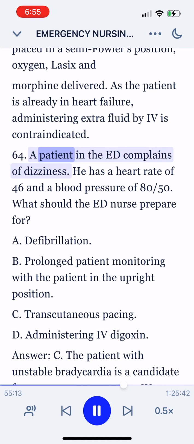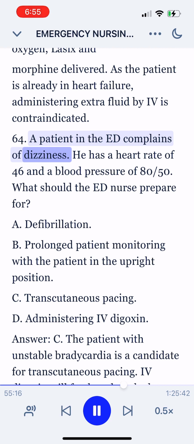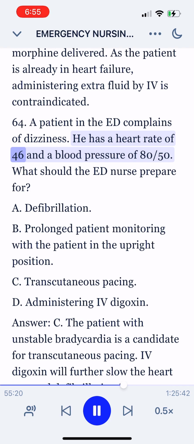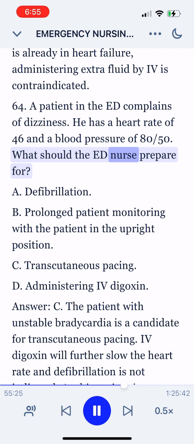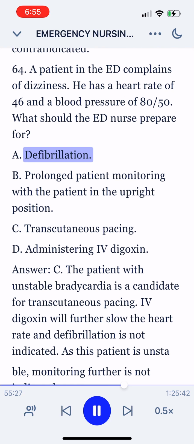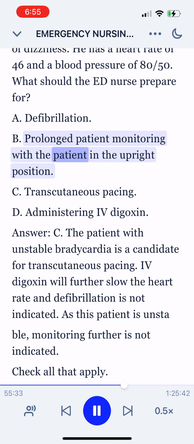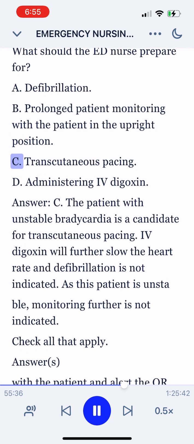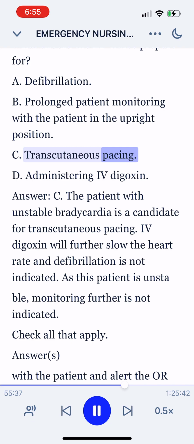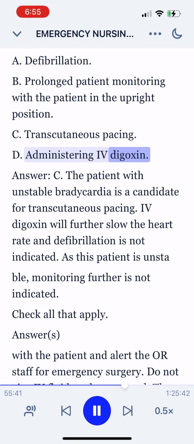64. A patient in the ED complains of dizziness. He has a heart rate of 46 and a blood pressure of 80/50. What should the ED nurse prepare for? A. Defibrillation. B. Prolonged patient monitoring with the patient in the upright position. C. Transcutaneous pacing. D. Administering IV digoxin.